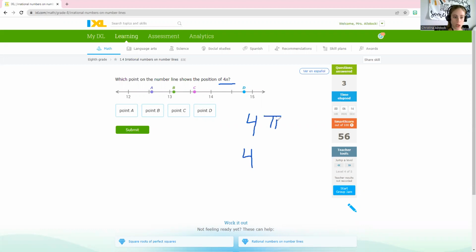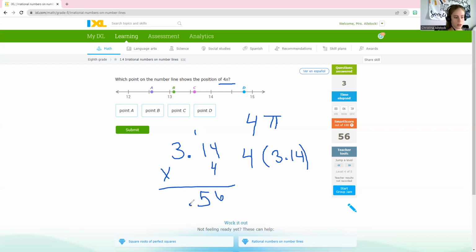the approximation of 3.14 to represent pi. And then all we have to do is that multiplication. And that will give us the approximate value of 4 pi. 4 times 4 is 16. 4 times 1 is 4. Plus 1 is 5. 4 times 3 is 12. So we're at 12.56. If I look at my answer choices here, that leaves me with A.